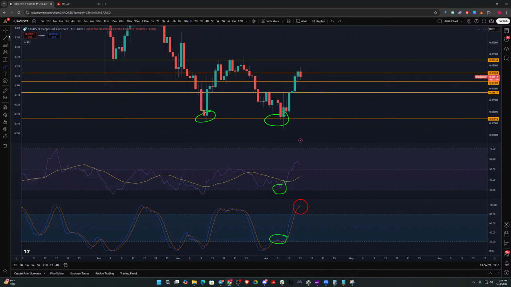So yes, I don't use strictly just the double bottom or double tops. I use it when it agrees with other indicators, whether it's moving averages, candlesticks even, or indicators, most likely.